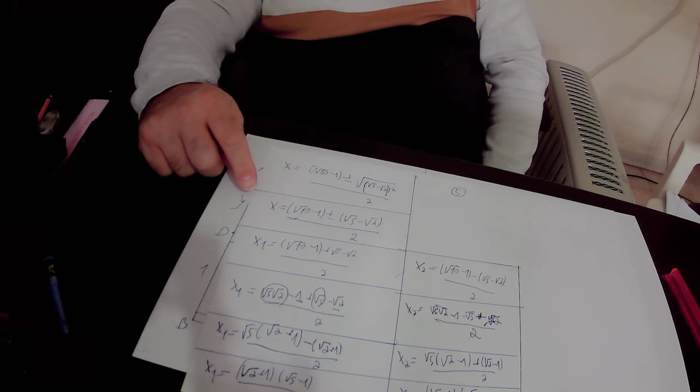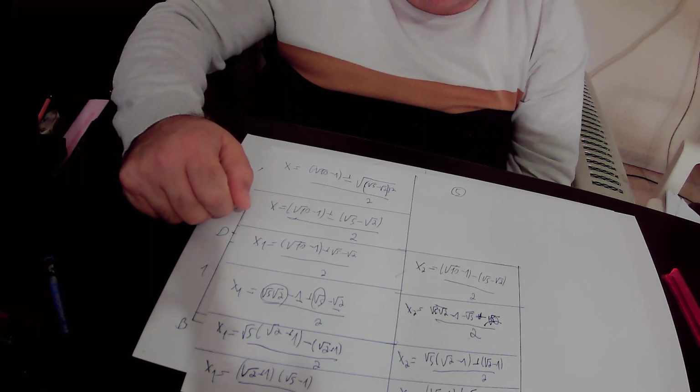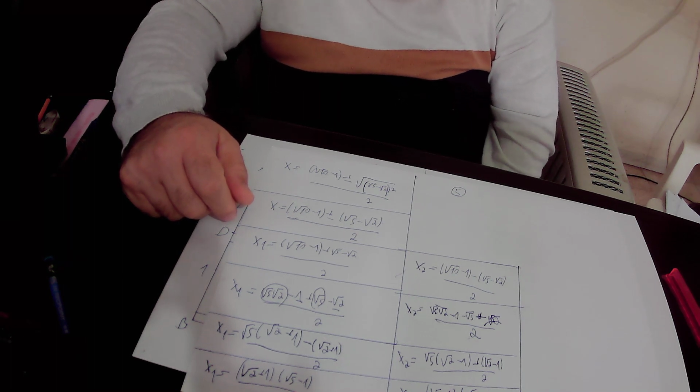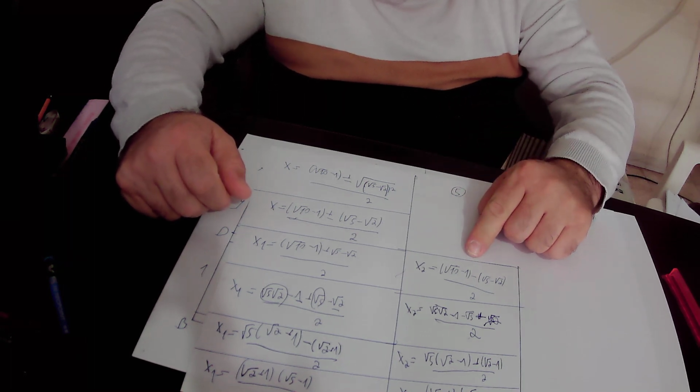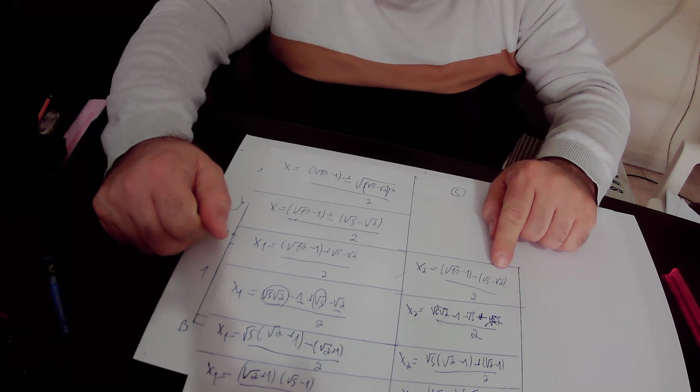The first solution, x1, equals square root of 10 minus 1 plus square root of 5 minus square root of 2, over 2. And the second solution is x2 equals square root of 10 minus 1 minus square root of 5 minus square root of 2, over 2.